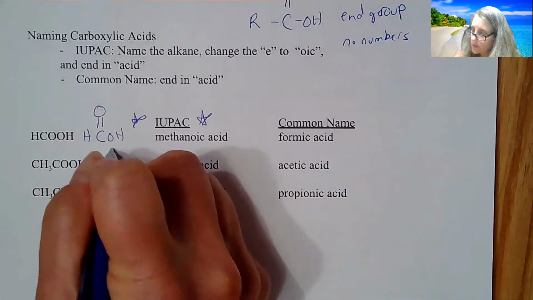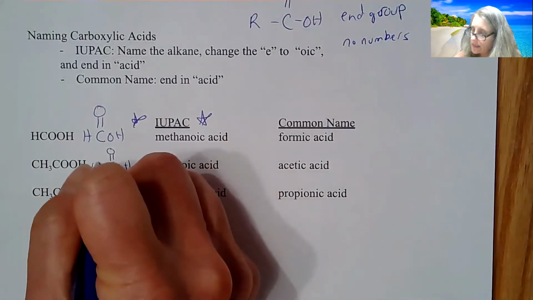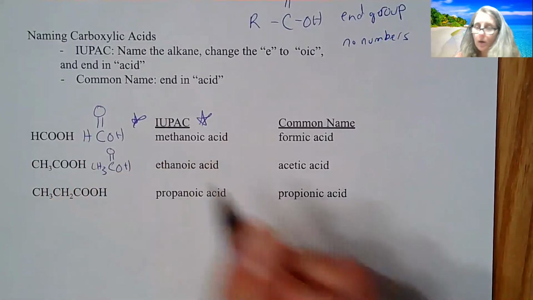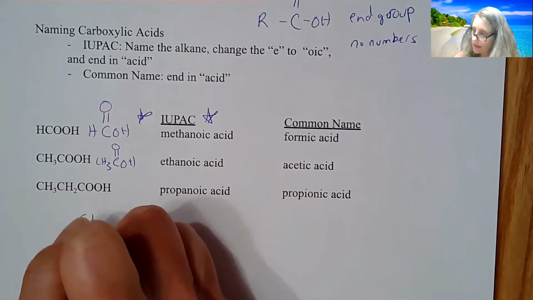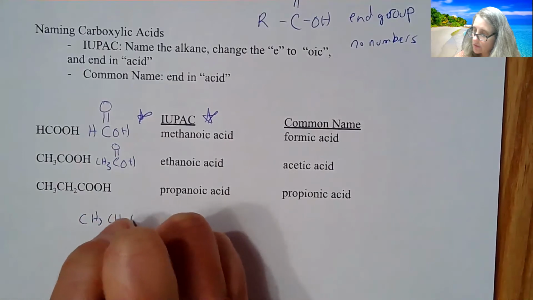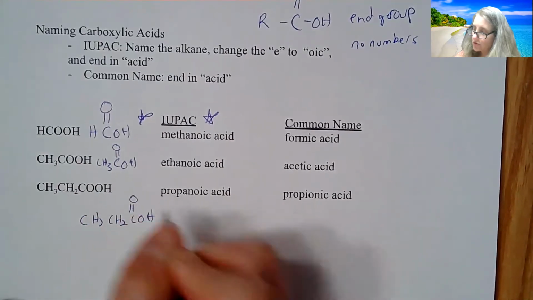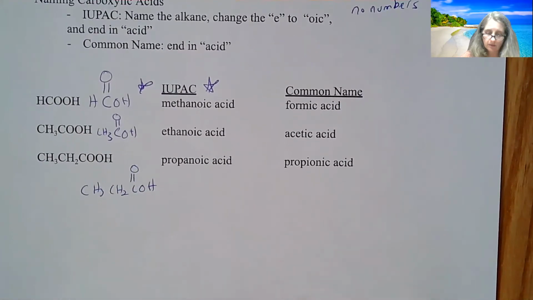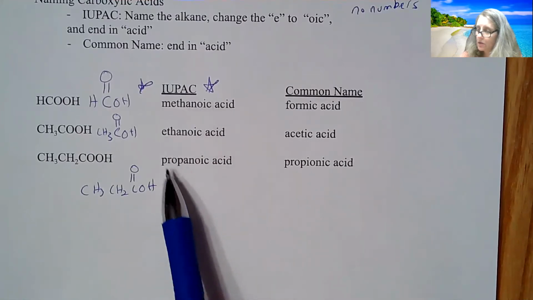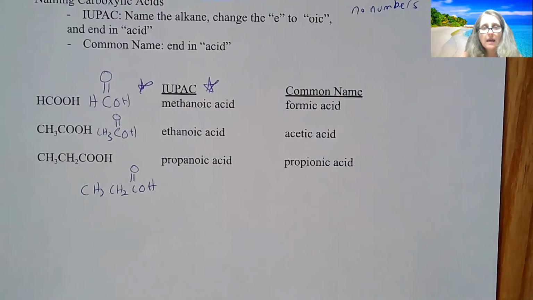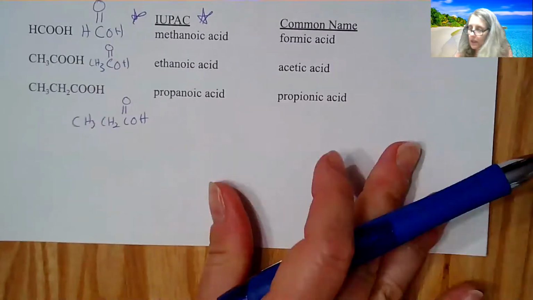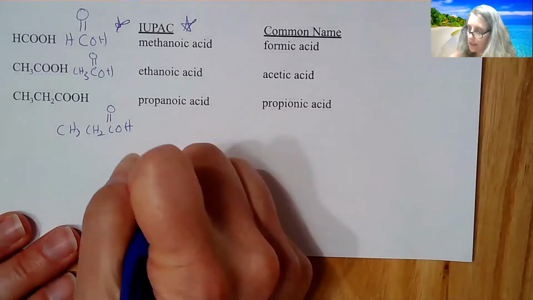Another way you could draw this one is acetic acid, is the CH3 C double bond OOH. And then this one here, again, I'll draw it down here, CH3 CH2 C double bond OOH for a propanoic acid. Okay. So again, you call it however many you have, you drop the E, you put the OIC, and you call it an acid. Okay. So let me do another example down here.